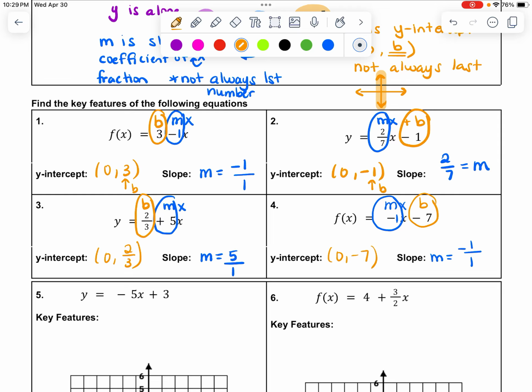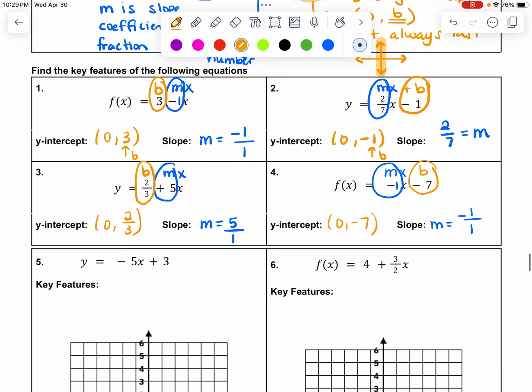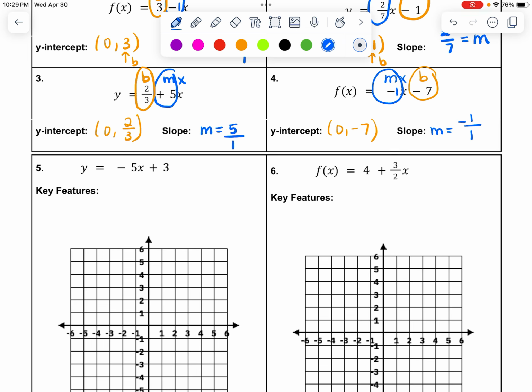So how does this help us make a graph? Well, first we're going to find our m and our b in our equation. So we're going to identify our slope, and we're going to identify our y-intercept. So I'm going to write mx plus b. Now my m is -5, so my slope will be m equals -5 over 1. And my b is 3, so I would write 0, 3.